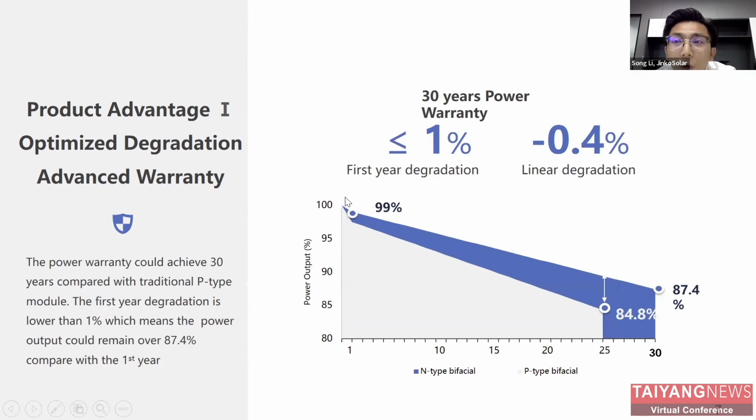And its linear degradation is only 0.4, also better than the P-type's 0.45. So overall, the blue part in the figure represents all the power generation of N-type beyond the P-type over the lifetime of the module. Whether from the first year or from the long-term power generation, there will be more significant advantages for the N-type TOPCon technology. So this is the first advantage.